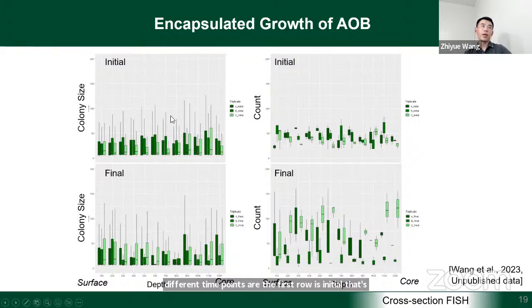So we see that at the beginning, we have a more homogeneous distribution, where this is showing the AOBs, the Nitrosomonas. They have a more homogeneous distribution over depth, in both size and count, because we used a suspended culture that's more homogeneous. Over time, we see they actually have preferential growth near the surface, so there's a lot more count increasing near the surface. We also see some deviations between the triplicates that we used, denoted by the different colors. And the colony size also increased near the surface as well as near the core.